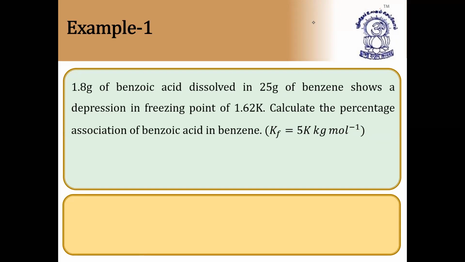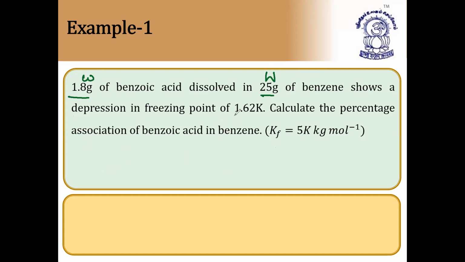Now the question. 1.8 grams of benzoic acid dissolved in 25 grams of benzene shows a depression in freezing point of 1.62 kelvin. Calculate the percentage association of benzoic acid in benzene. They're asking us to find the percentage association. Now 1.8 grams of benzoic acid, so the weight of solute is 1.8. But more important here, they have given an electrolyte, that is benzoic acid. Then the weight of solvent is given. They are showing the depression in freezing point.